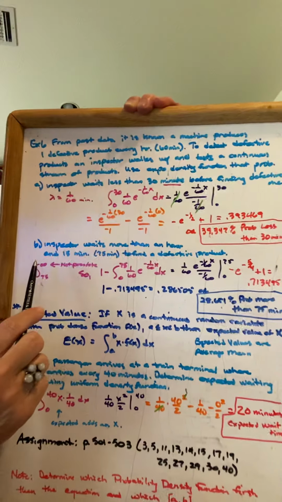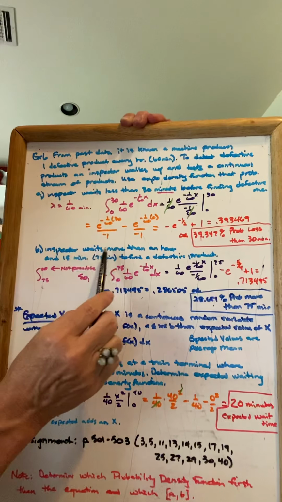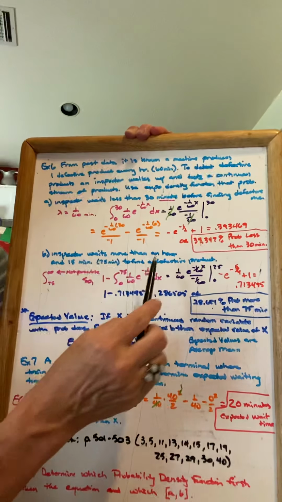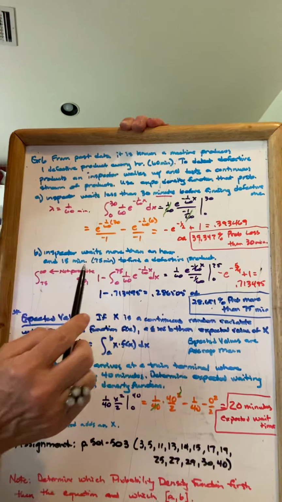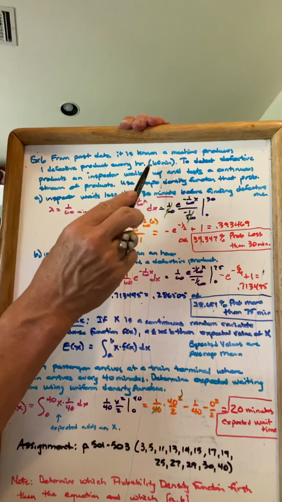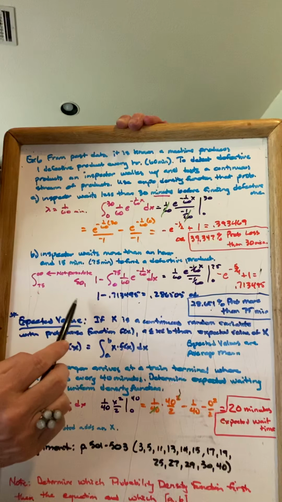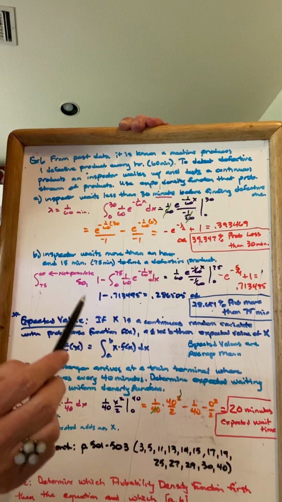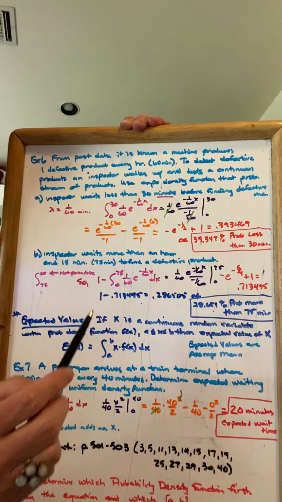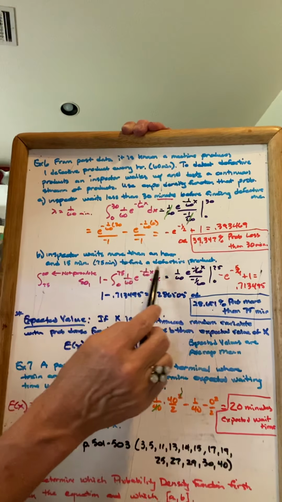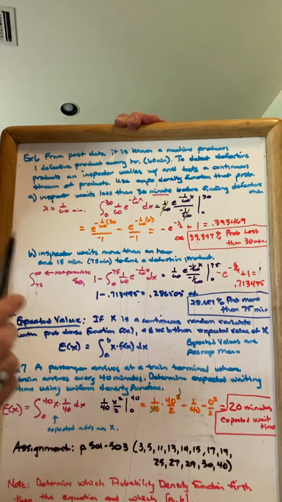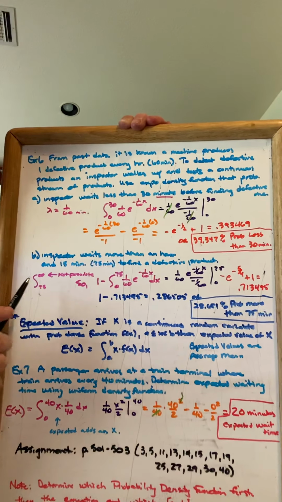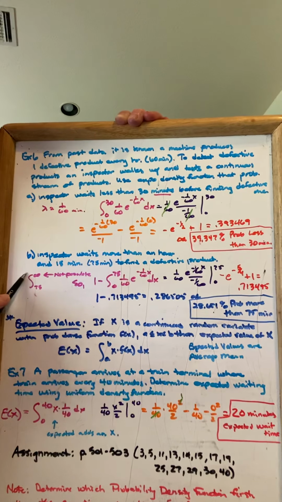So here we go. An inspector waits more than an hour and 15 minutes. So again, up here, this is in 60 minutes. So now this is in minutes. So an hour and 15 minutes is going to be 75 minutes to find a defective product. But it's more than 75 minutes. So that means 75 minutes to infinity.